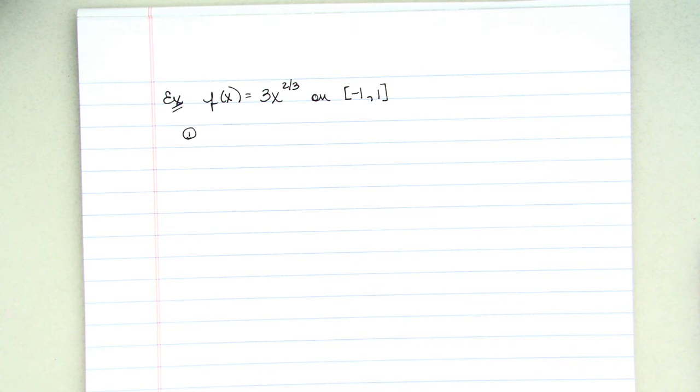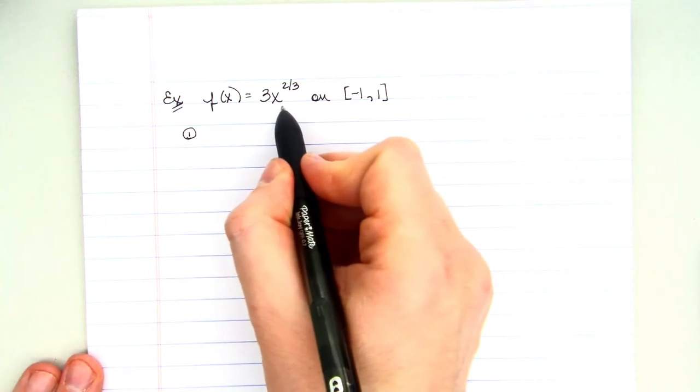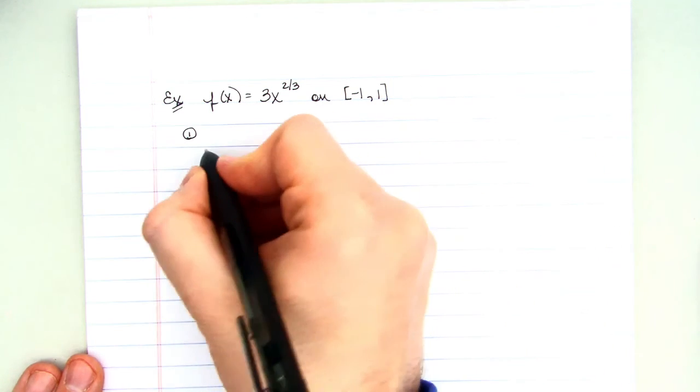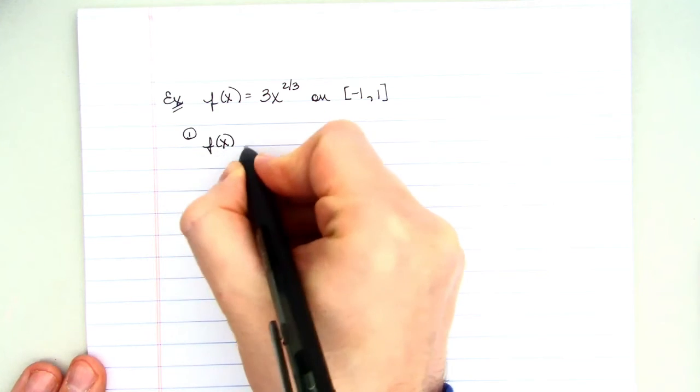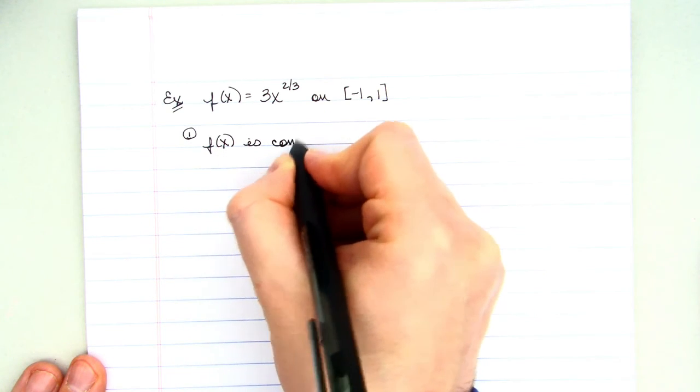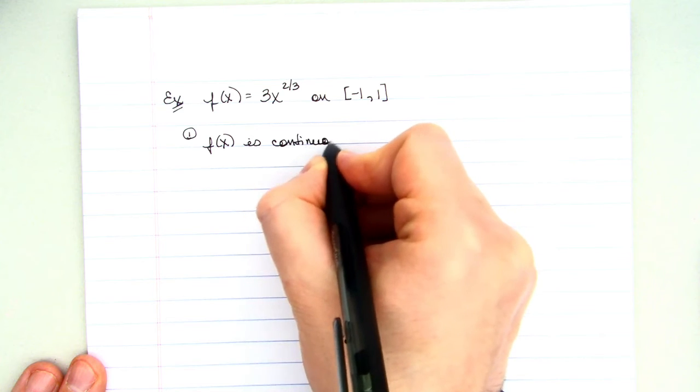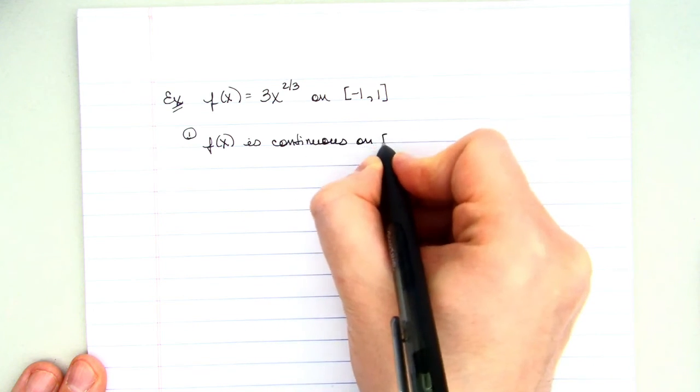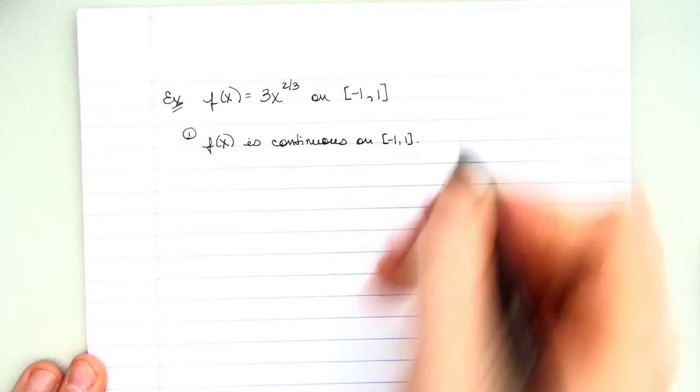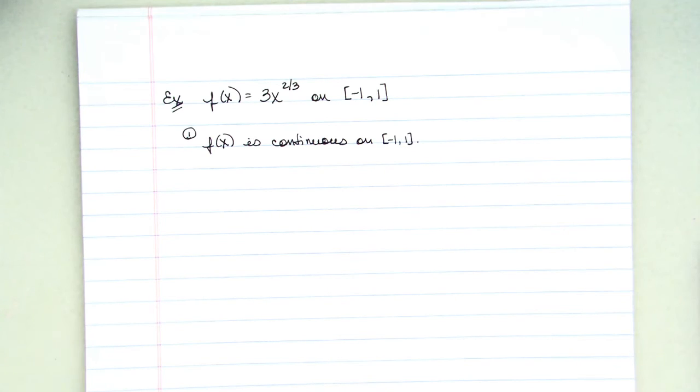First question for you. Is that function continuous on the interval from -1 to 1? Sure it is. I have no denominators. I have no pieces of piecewise functions or whatever. I can just state f of x is continuous on negative 1 to 1. Find the derivative and make sure it's differentiable. Is this differentiable on negative 1 to 1?